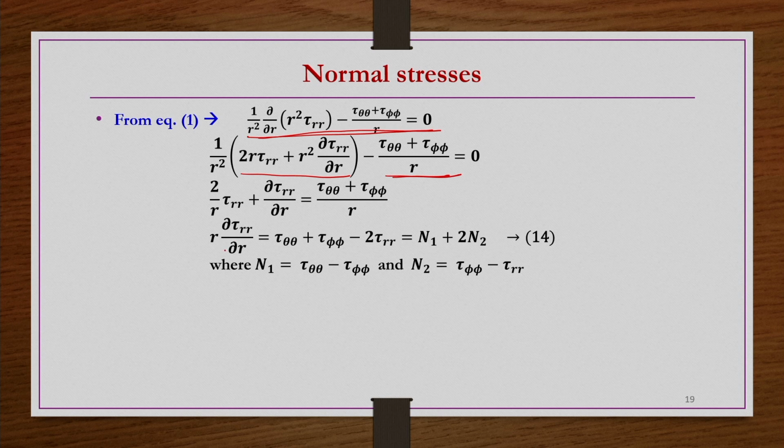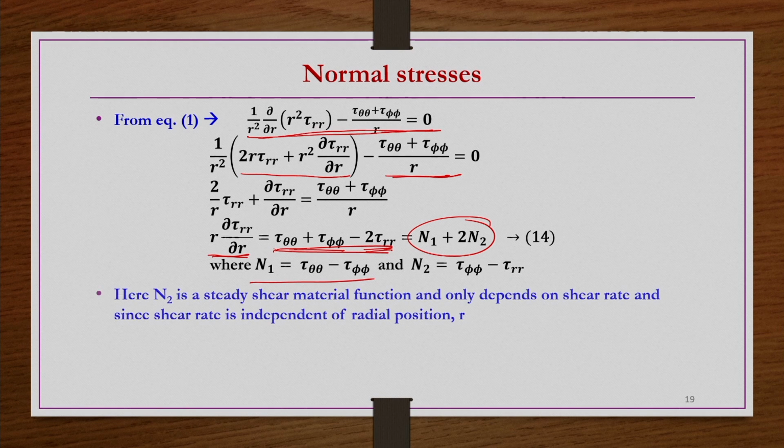So, to write only r dou tau r by dou r on one side, we multiply this equation on both sides by r. Then the right hand side will have tau theta theta plus tau phi, and the left hand side will have 2 tau r, which we bring to the right hand side, so minus 2 tau r. This expression is nothing but N1 plus 2 N2, where N1 is tau theta theta minus tau phi and N2 is tau phi minus tau r.